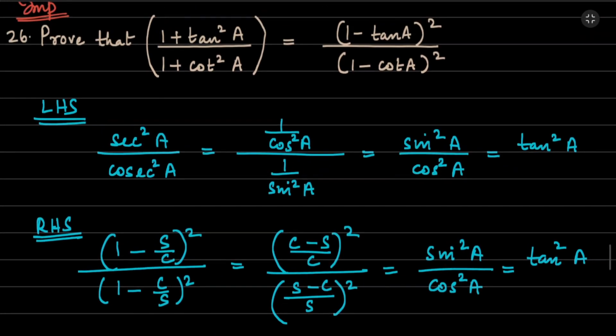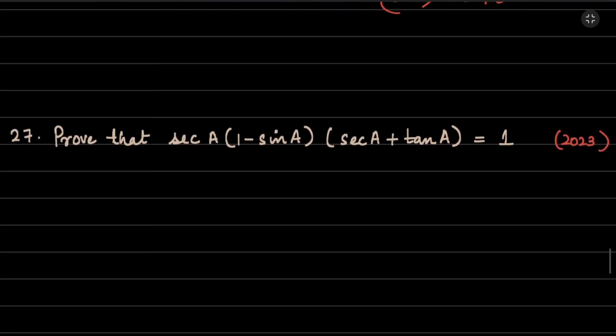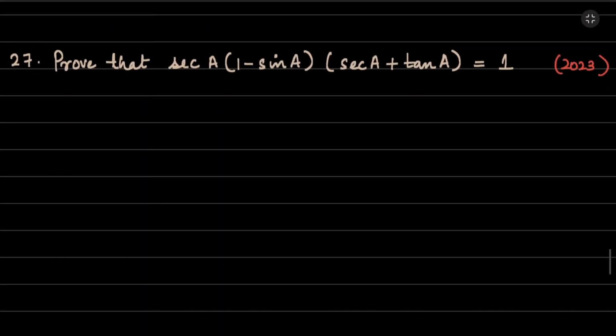Now, so we have done 26 good questions. Let's move on to the next one. 27. Okay. So you have to prove that secant A multiplied by 1 minus sine multiplied by secant plus tan is equal to 1. Okay. So let's convert everything into sine and cos.